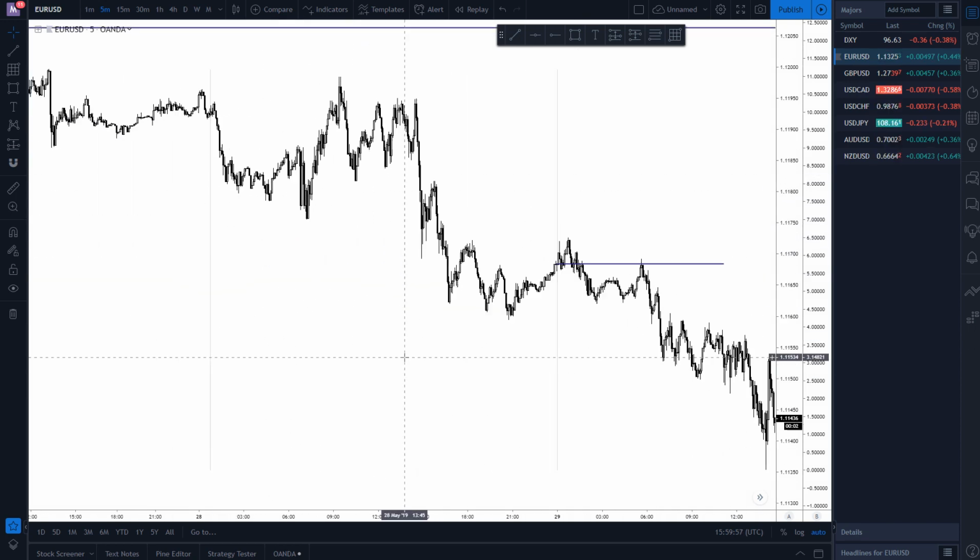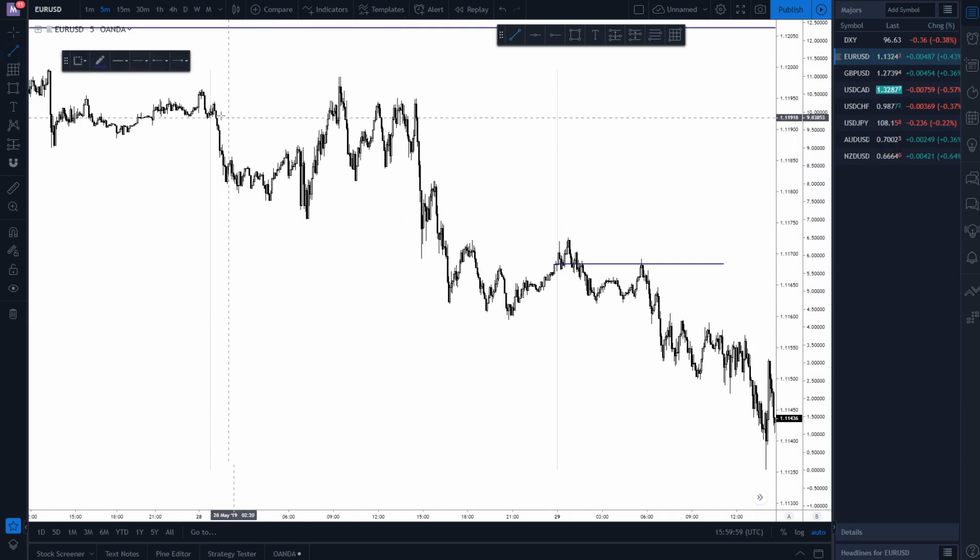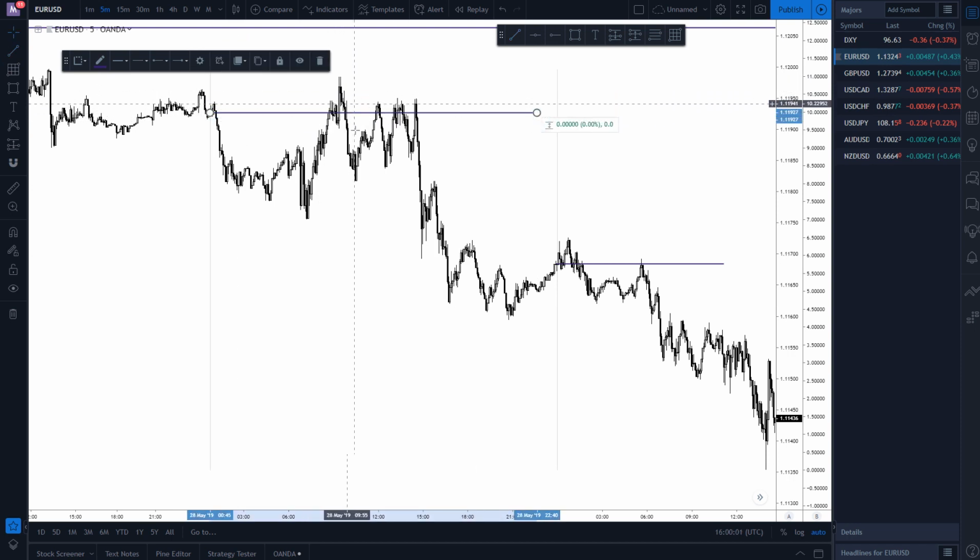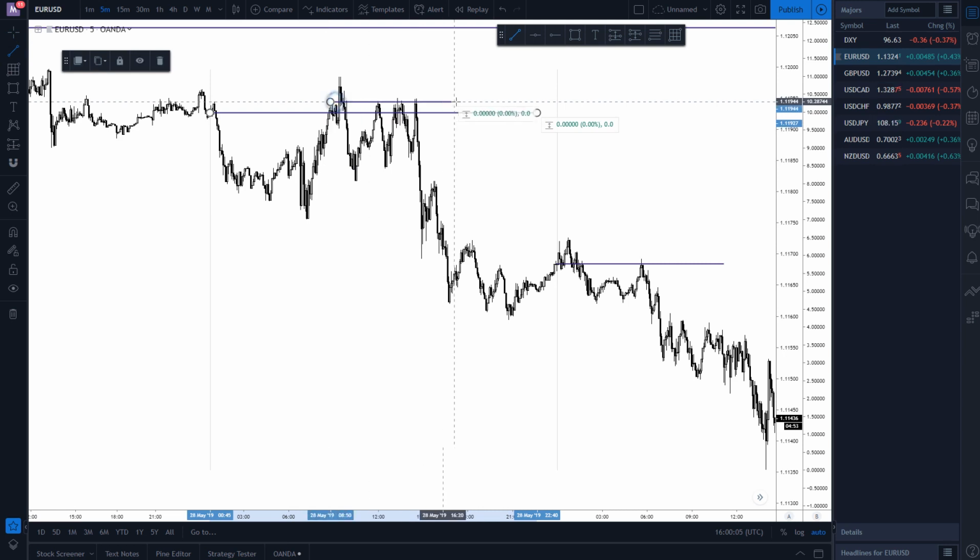Okay, and yeah, basically the same case here. Even though price starts trying to break above the daily open, it's failing to do so. We have an over and under pattern here, and we are going lower for the day.